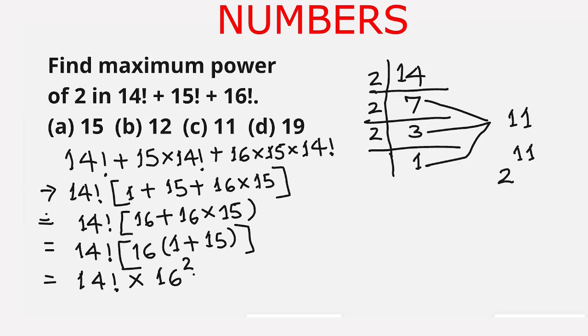Now we solve this. 14 factorial multiplied by 16 to the power 2. 14 factorial has 2 to the power 11, which we have already calculated, and 16 is 2 to the power 4, so 16 square will be 2 to the power 8. Now we find that this is equal to 2 to the power 11 plus 8 is 19. So the maximum power of 2 in the given question is 19.